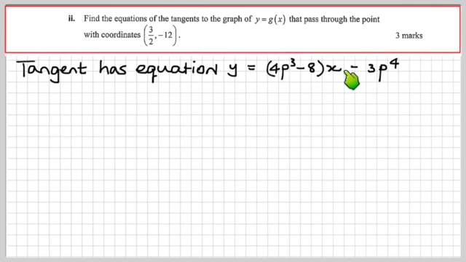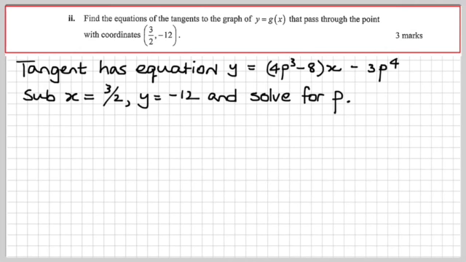If we can get that specific value of p, and apparently there'll be more than one because they're asking for tangents, then we have the actual equation without the p pronumeral in there driving us all crazy for the tangent line. We have the rule for the tangent line. So what we're going to do is substitute x is 3 over 2, y is minus 12, and solve for p.